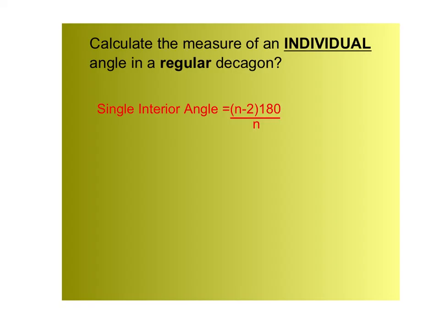All right, so it says here, calculate the measure of an individual angle in a regular decagon. Okay, so in a decagon, n equals 10. We're going to utilize our formula.